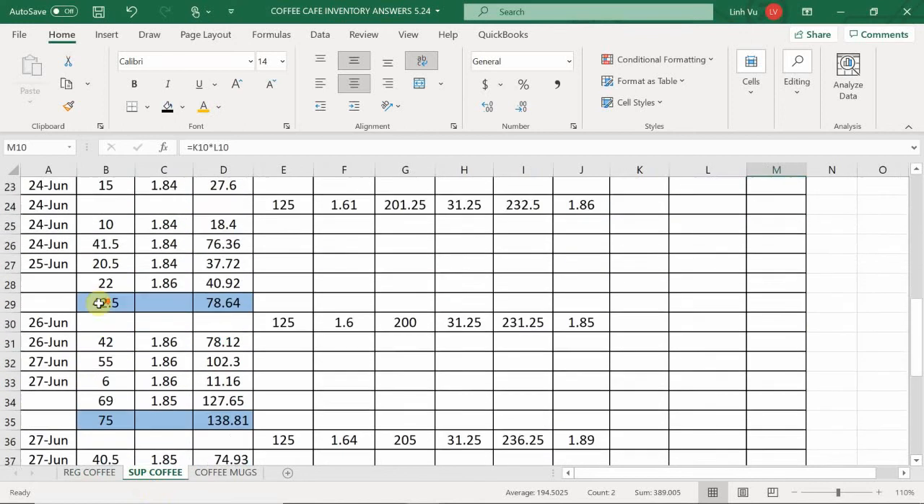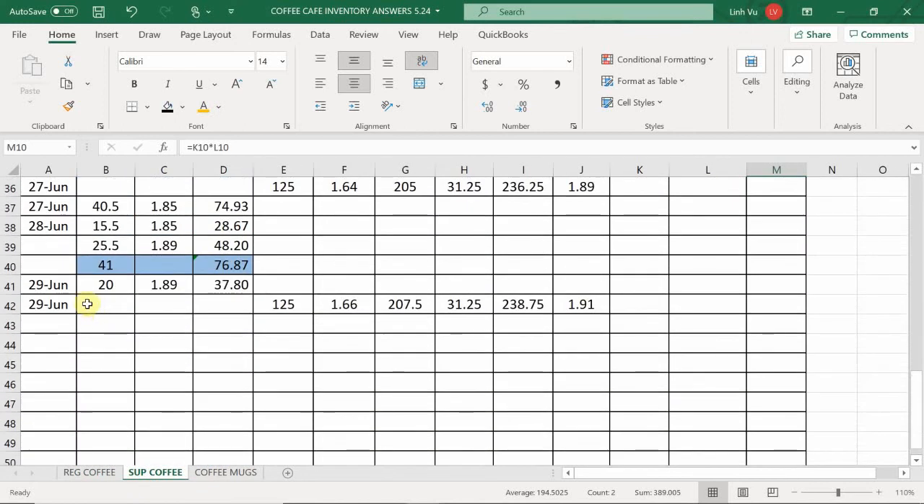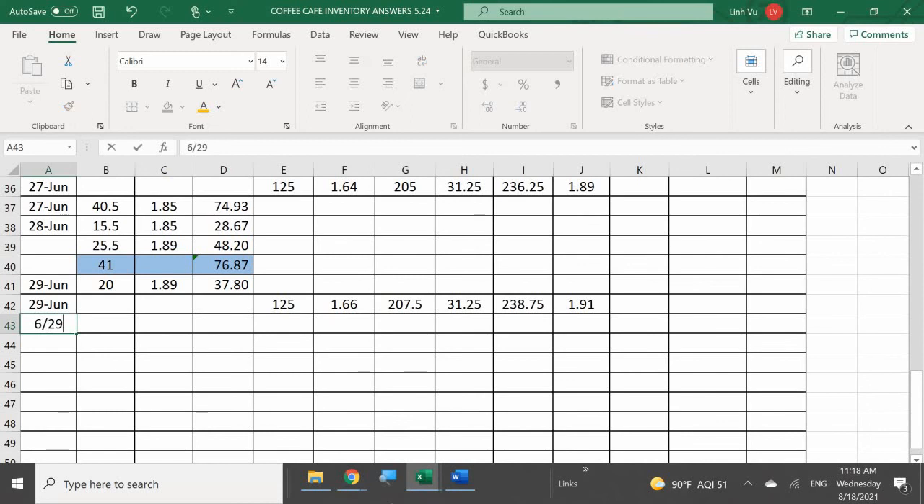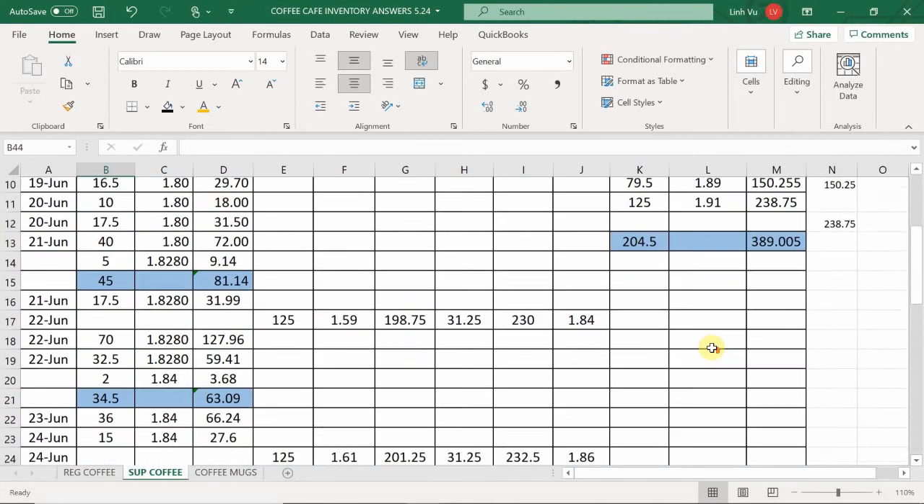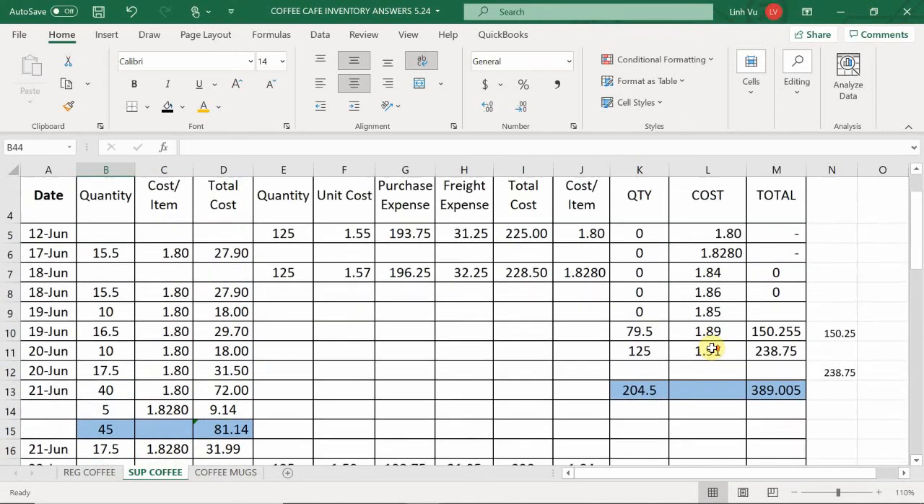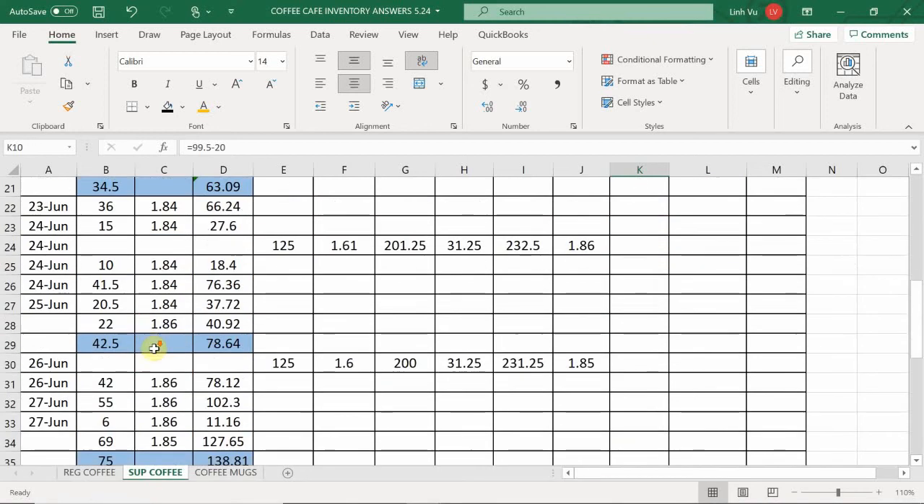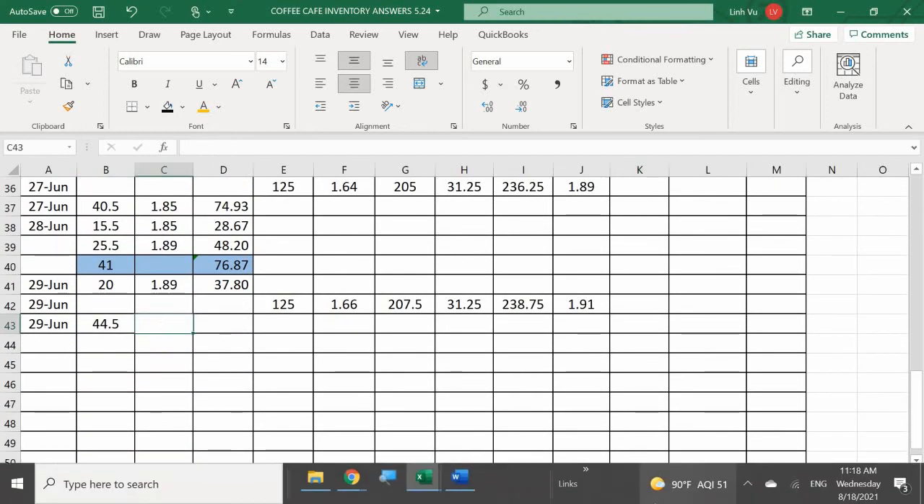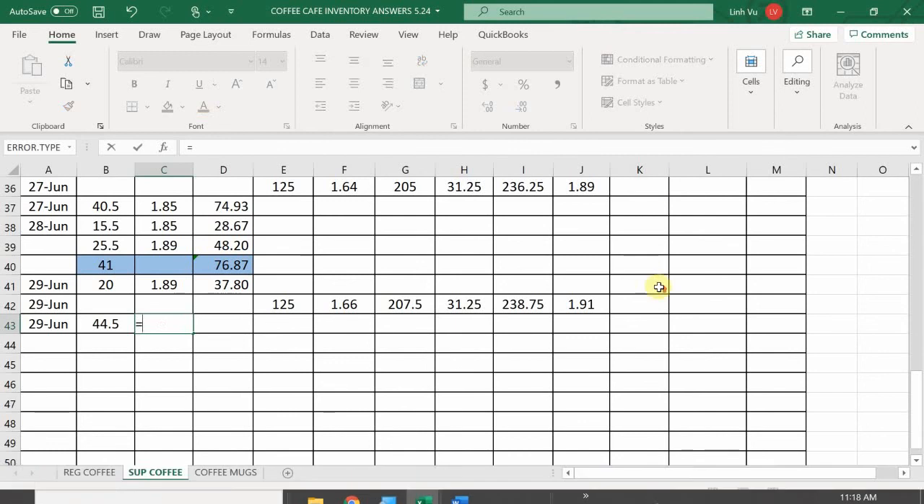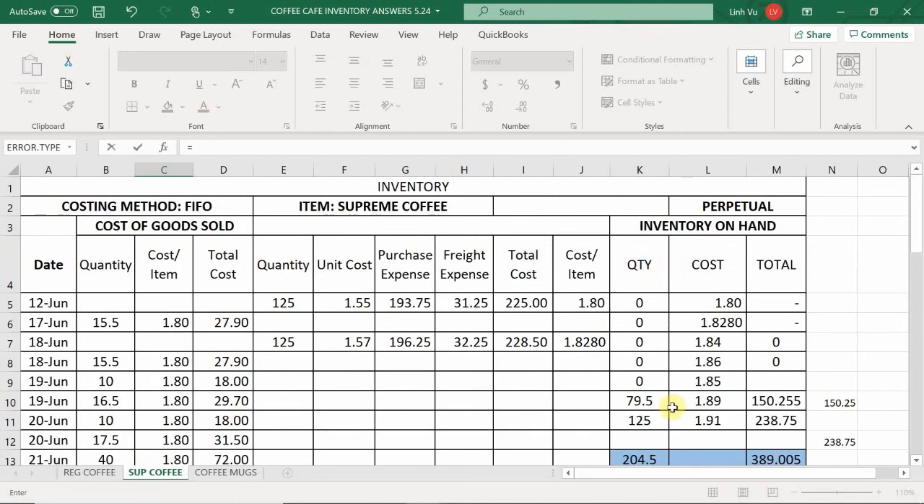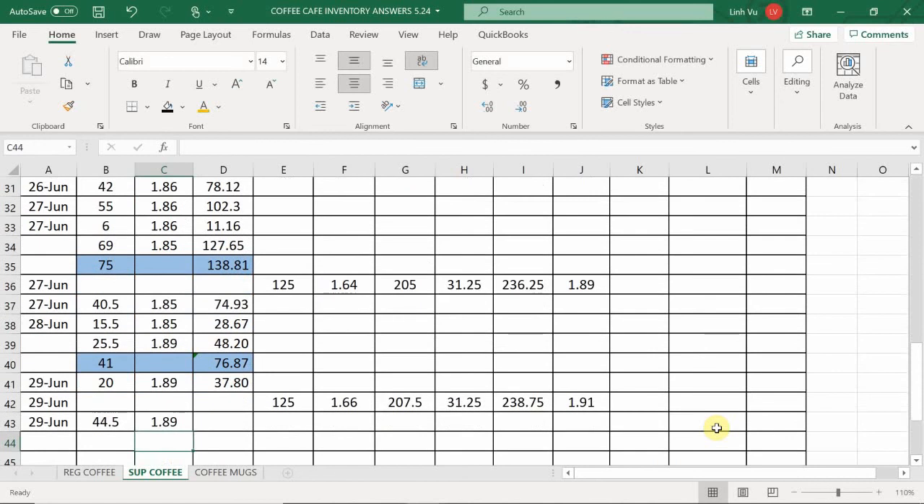For Supreme Coffee, right? What was the total amount that we sold? 44.5. So let's go ahead and check our inventory worksheet. Do we have enough? And yes, we do, for the 79 and a half. Okay. So in this case, it's going to cost me $1.89 per pound. $1.89 a pound. Okay.